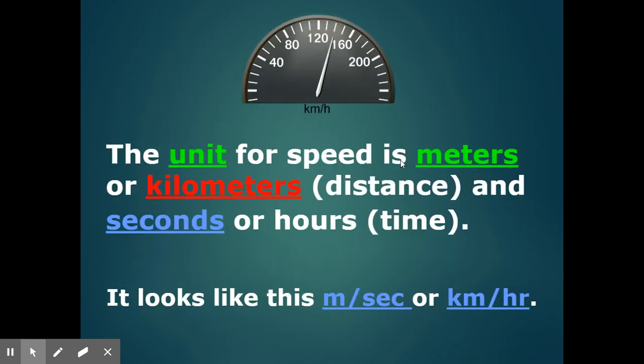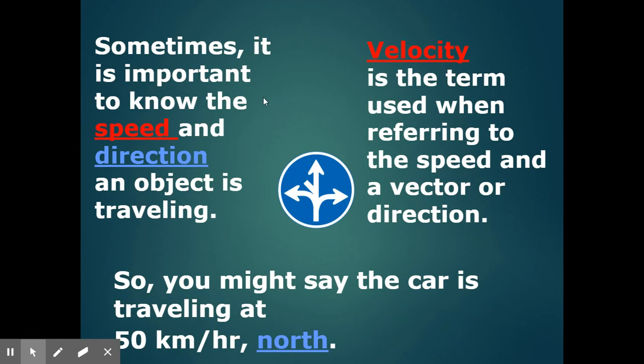The unit for speed is meters or kilometers, that's your distance, and seconds or hours for your time. It looks like this: meters per second or kilometers per hour. Sometimes it is important to know speed and direction an object is traveling. Velocity is the term when referring to speed and a vector of direction.